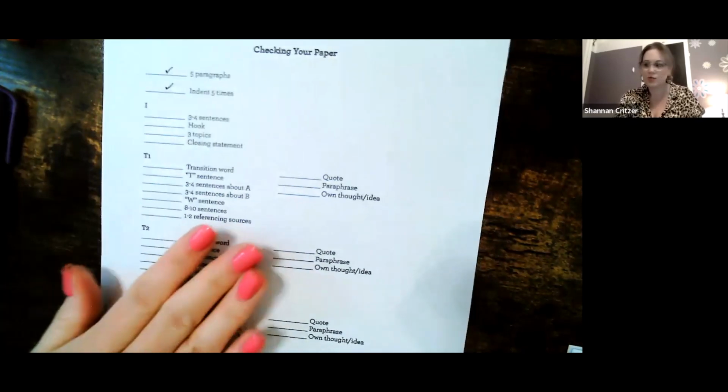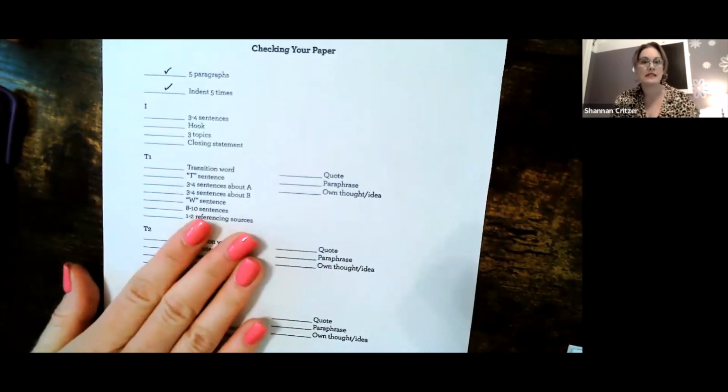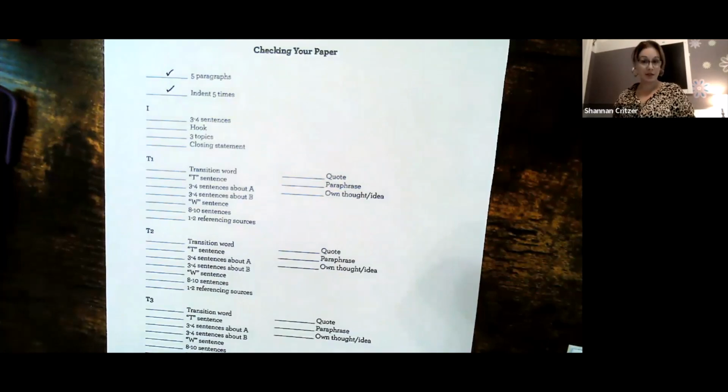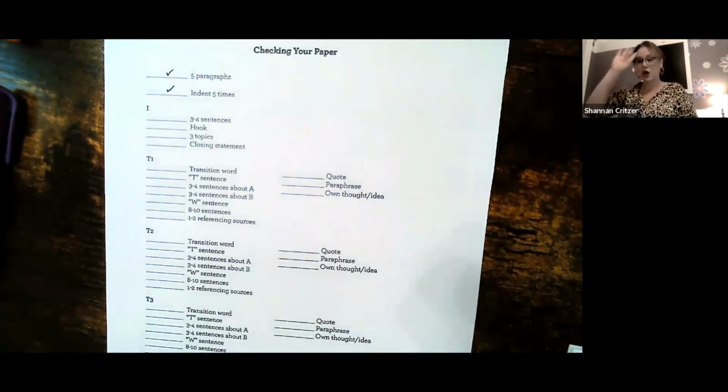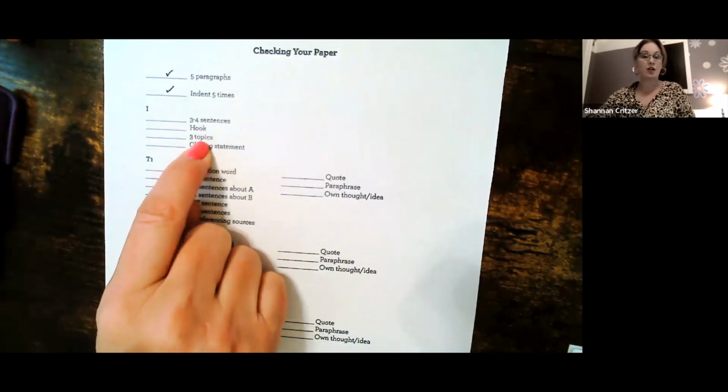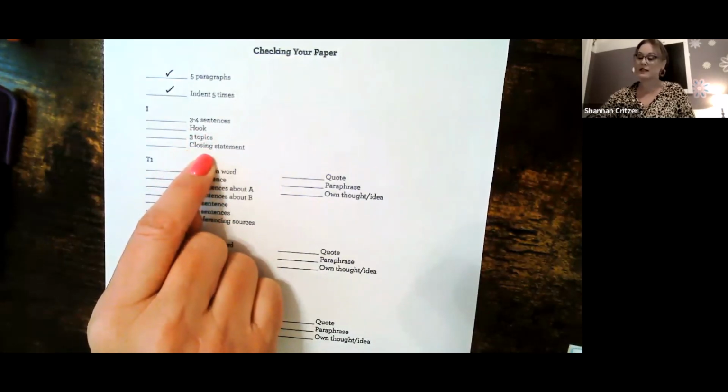Now, boys and girls, you would never have this when you would be taking a test or an assessment. And so that's why I used to always tell my students, boys and girls, we have to remember this. We have to make sure that this is just like riding a bicycle, that we remember this immediately. So in our I paragraph, we need to have 3 or 4 sentences. Those sentences come from a hook, our 3 topics, and our closing statement.